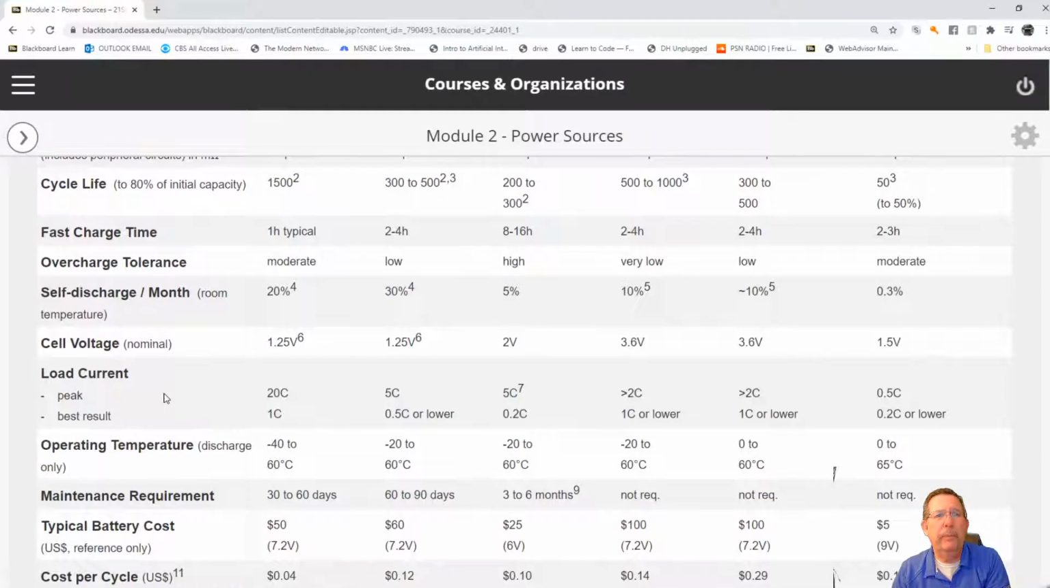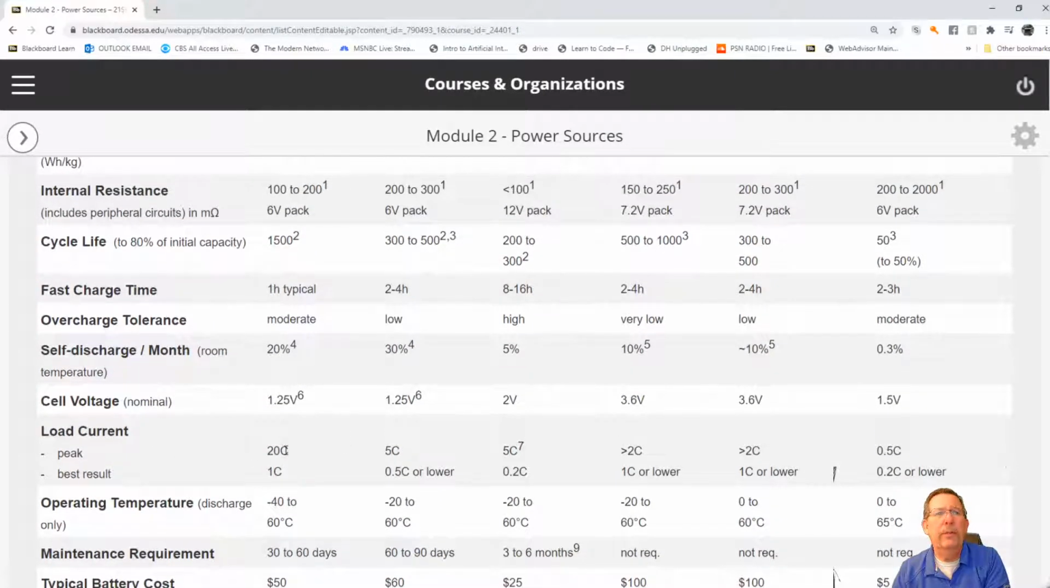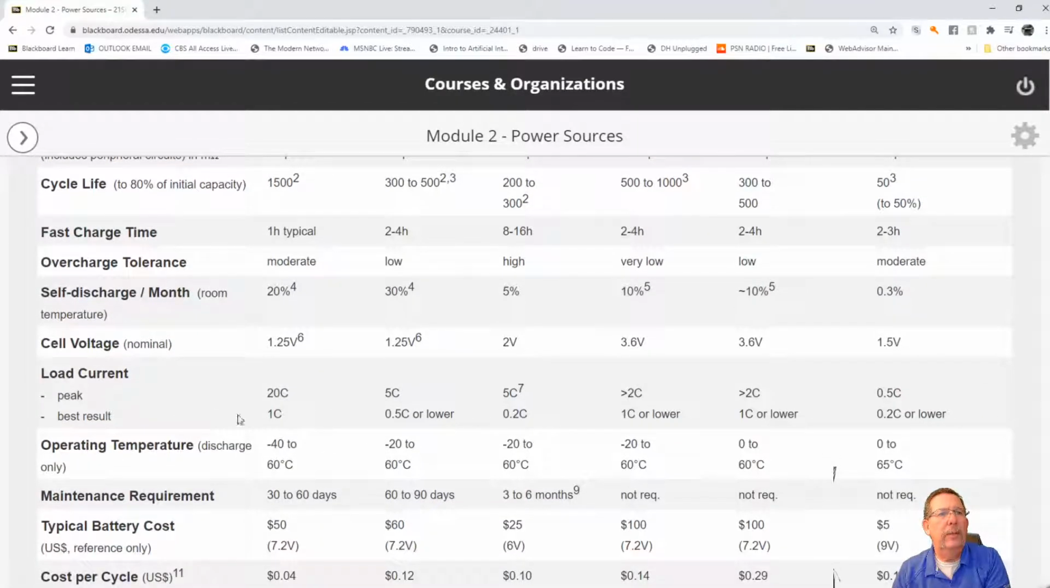The load currents, the peak, these are charge. This is what you can pull off of them. This is the best results. So you know, what you can and what you should are two different things. The operating temperatures: negative 40 degrees to 60 degrees versus negative 20 degrees. So lead acid batteries are a little bit less tolerant to low temperature, versus you can cool the others down even more. The metal hydride.